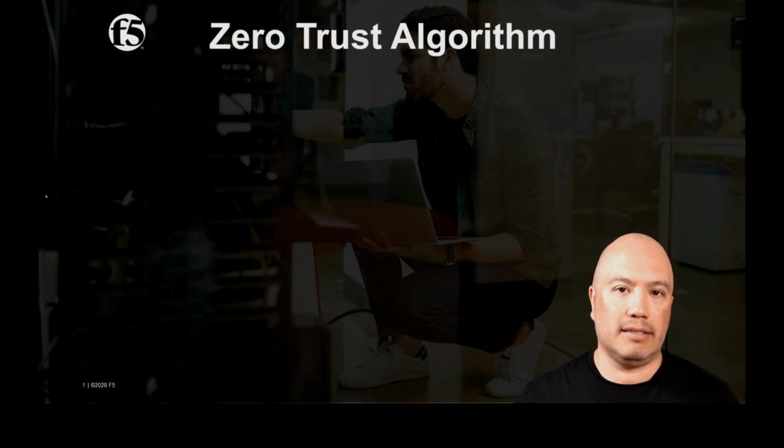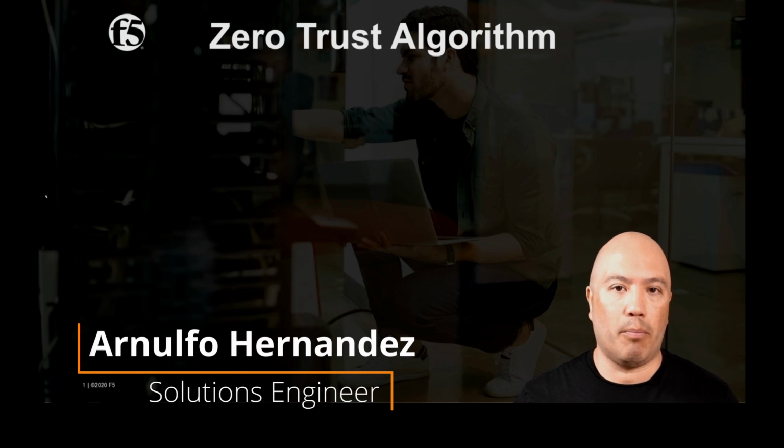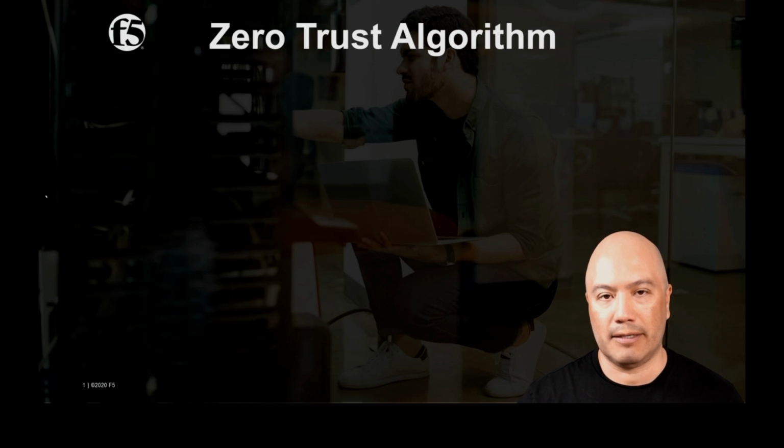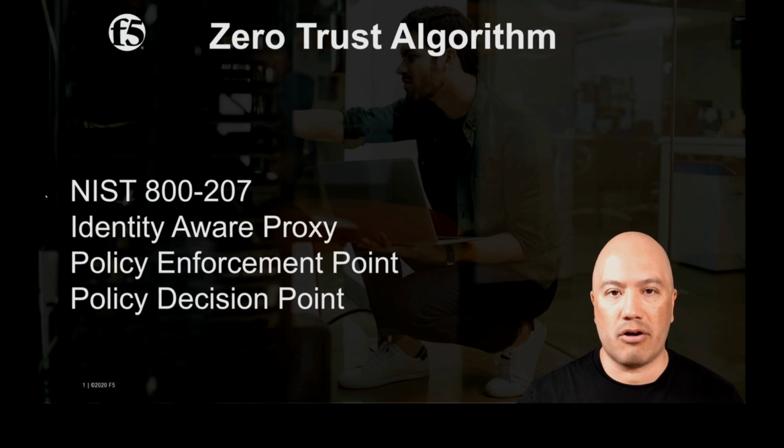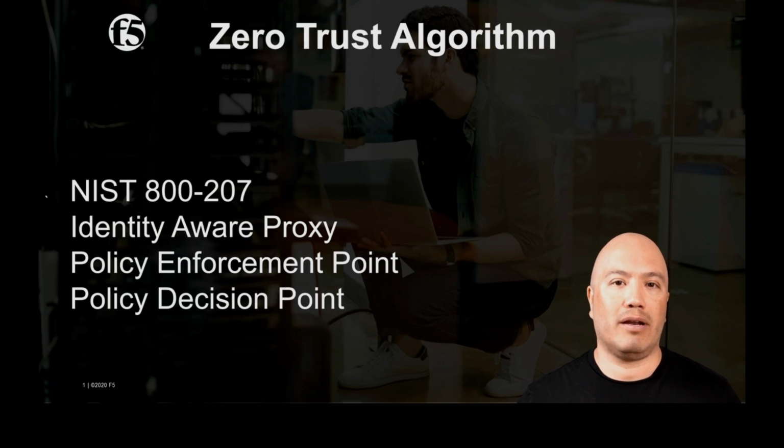Today I'd like to talk about zero trust algorithms and give you a quick demo on just how powerful the BIGIP is when it comes to zero trust. Now when I talk about zero trust algorithms, I'm talking more specifically around the NIST 800-207 doc. If you're not familiar with that document, I encourage you to go out and Google, read it. It's a very high-level overview architecture of what a zero trust implementation may look like.